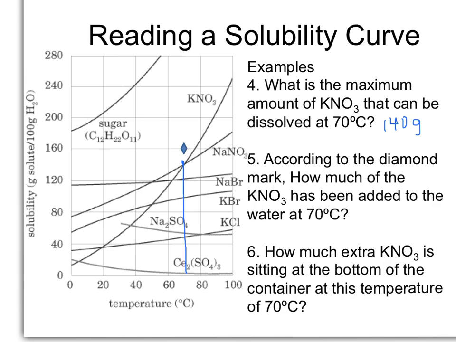According to the diamond mark in question 5, how much of the KNO3 has been added to the water at 70 degrees Celsius? And we can clearly see that that is 160 grams. So we've added 160 grams. We know the maximum amount is 140 grams. So question 6 is asking us how much extra potassium nitrate is sitting at the bottom of the container at this 70 degree temperature. And hopefully we remember that we subtract those two values and we get about 20 grams of the KNO3 remaining at the bottom.